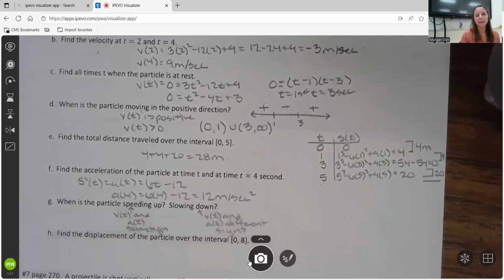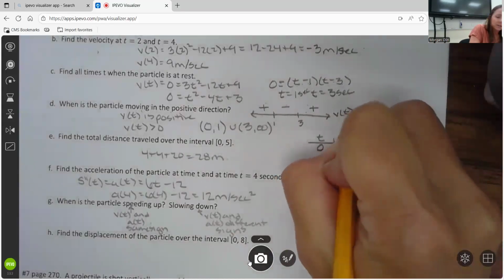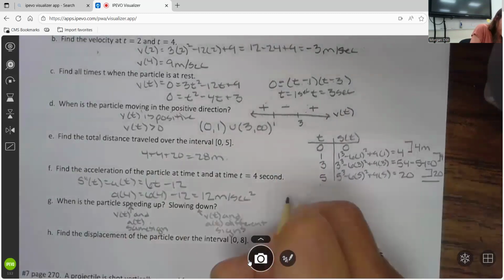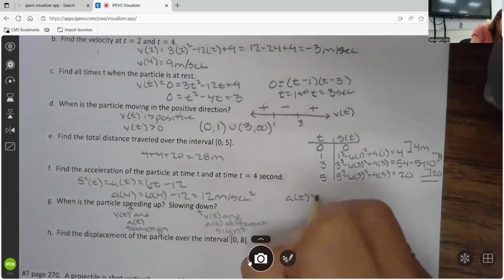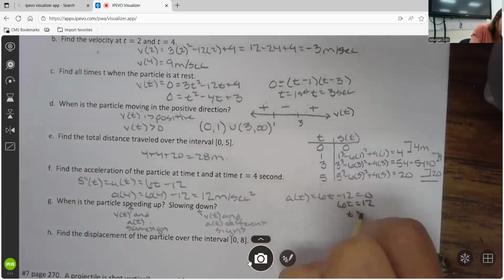Your sign line can't be the justification, although we do need a sign line. This is the sign line for v of t up here. We need a sign line for a of t. So I need to take a of t and set it equal to 0. 6t equals 12, so t equals 2.